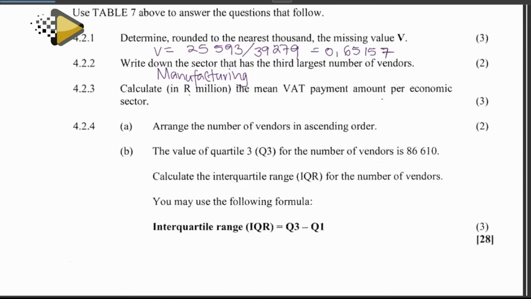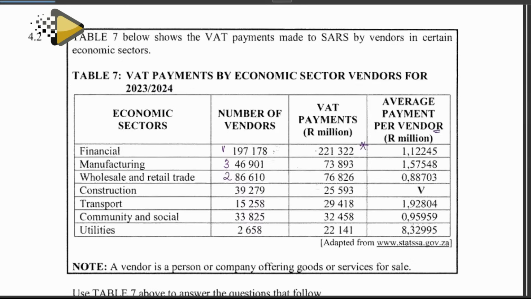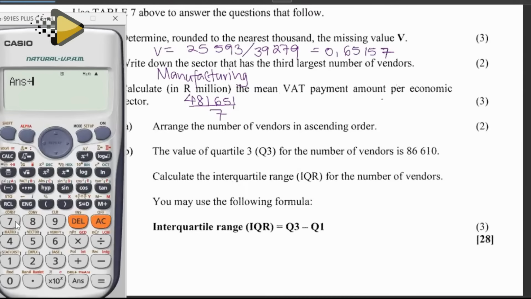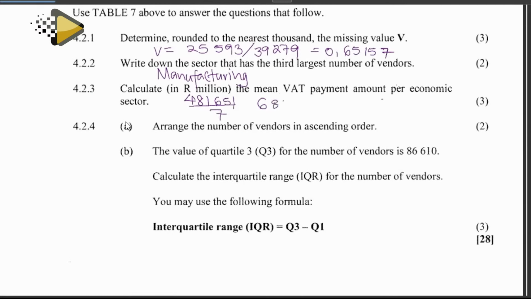So we've added everything and we got the answer as 481,651. Don't worry, they're all in million. So how many sectors have we added? They are 1, 2, 3, 4, 5, 6, 7. So we divide it by 7. The easiest way is to press this, divide by 7. The answer becomes 68807.28. This is million.